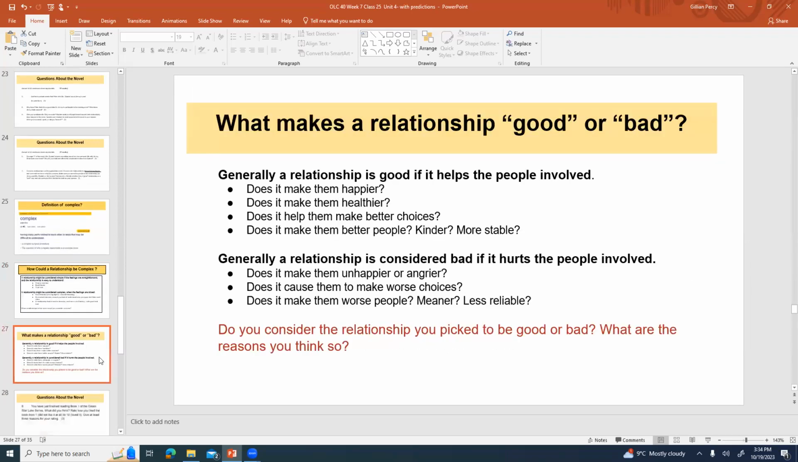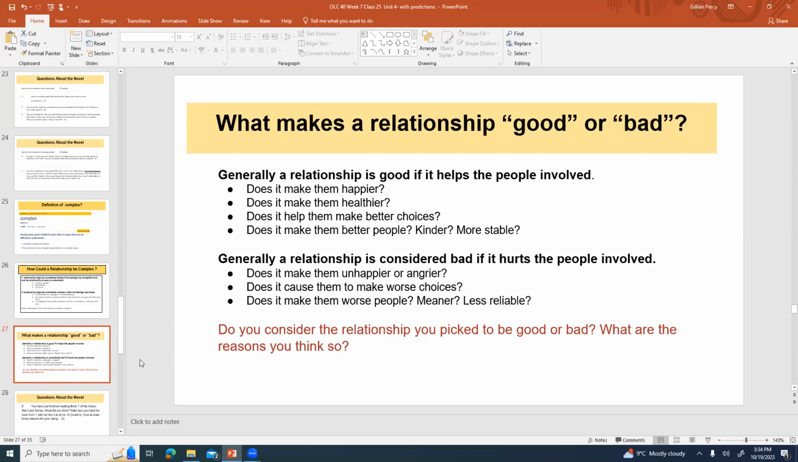The other phrase that came up that I thought maybe warranted a little bit of discussion was they talked about deciding whether a relationship is good or whether it's bad. And I thought, I don't know, are we all on the same page of what that means? So generally, I would consider a relationship good if it helps both the people involved. For example, does it make them healthier? Does it make them happier? Does it help them make better choices? Does it make them better people, kinder, more stable?